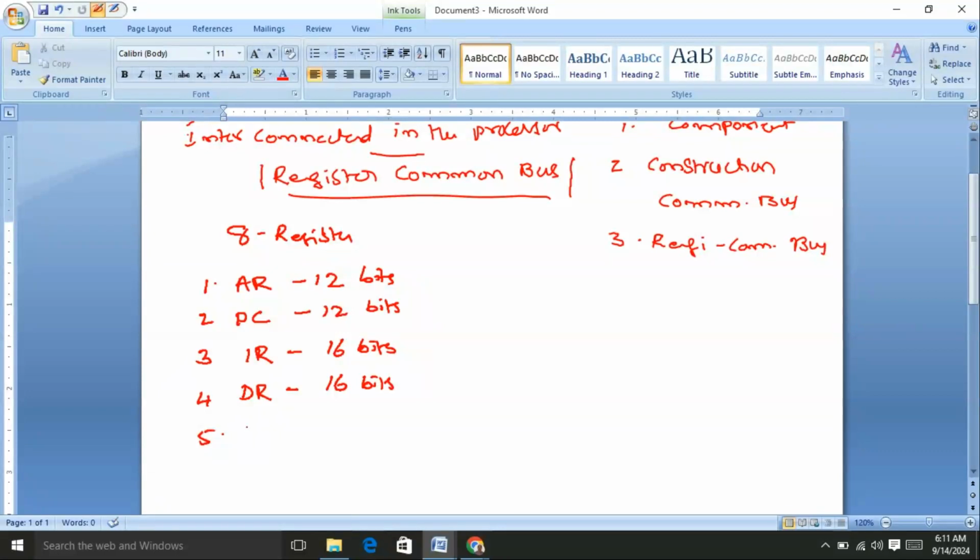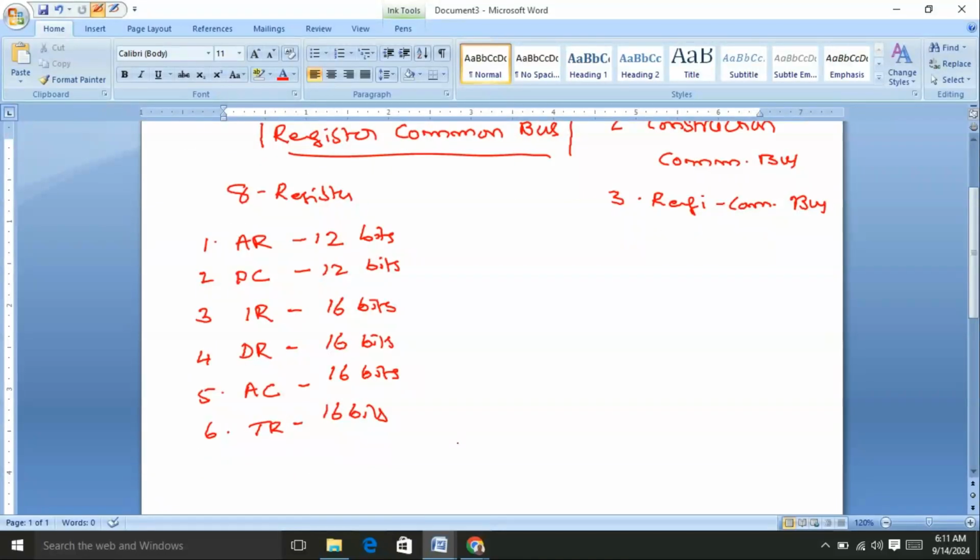The fifth one is the processor register, the accumulator. This is also 16 bits. The sixth one is the temporary register to hold temporary or intermediate results. This is also 16 bits. The seventh one is the input register INPR. This is 8 bits. The eighth one is the output register OUTR. This is also 8 bits. Friends, for ease of remembering, I write in a bitwise manner. The first two are the 12-bit registers. The remaining four are the 16-bit registers, and the remaining two, the input-output registers, are 8-bit registers.